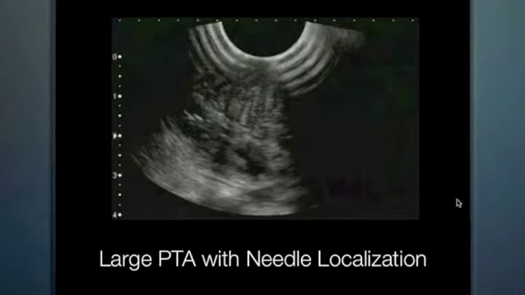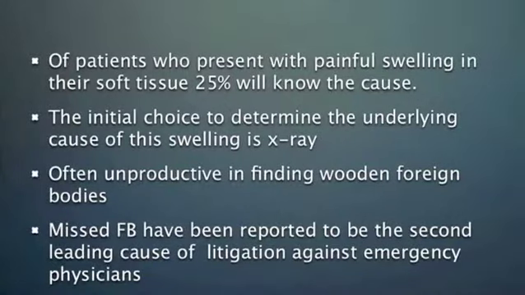Foreign bodies can often be challenging to find, both their location and their cause. In fact, of patients who present with painful swelling in their soft tissue, only 25% will find out what the cause is. Usually physicians turn to x-rays to identify the underlying cause of swelling. Unfortunately, this is often unproductive, since a lot of times it's a wooden foreign body that's causing the swelling, and wood does not show up very well, if at all, on an x-ray.